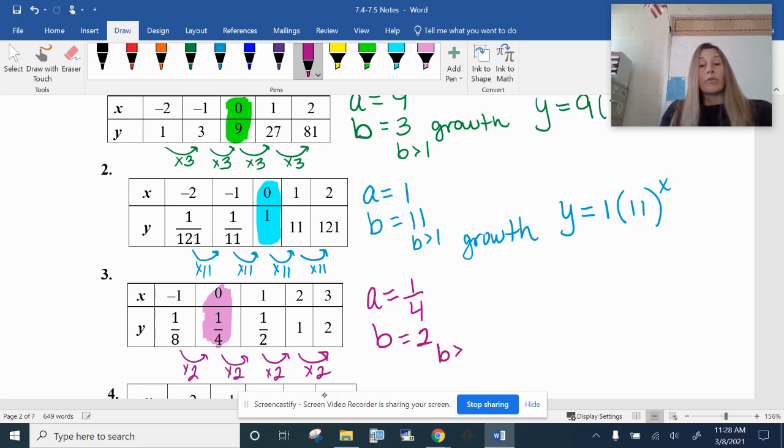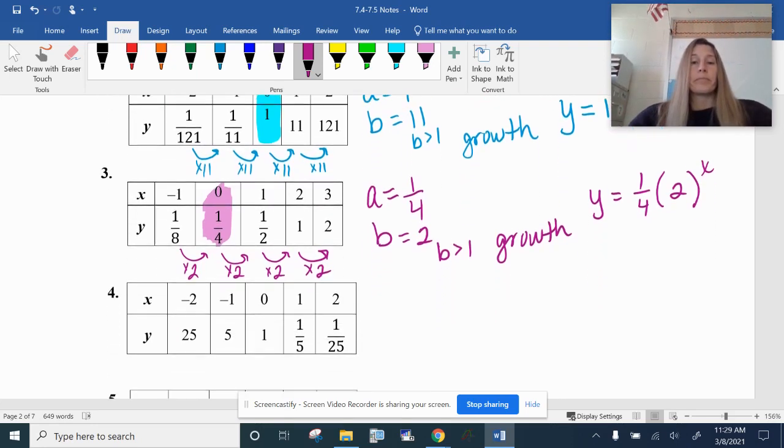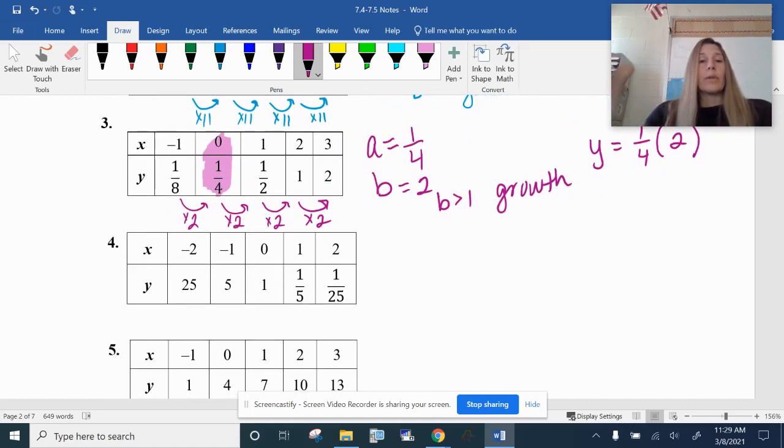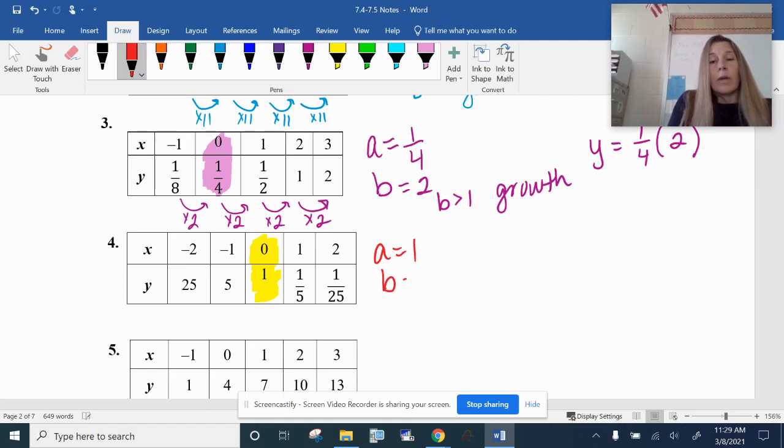Again, my b value is greater than 1, which tells me this will be a growth function as well. It'll be y equals 1/4 times 2 raised to the x. Okay, so now we're going to go to number 4. Again, I have a positive a value here of 1. So now I'm going to look for that multiple.